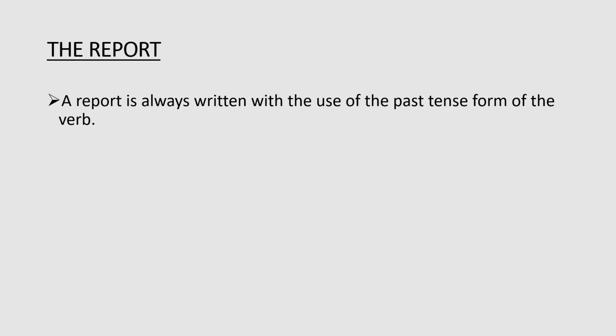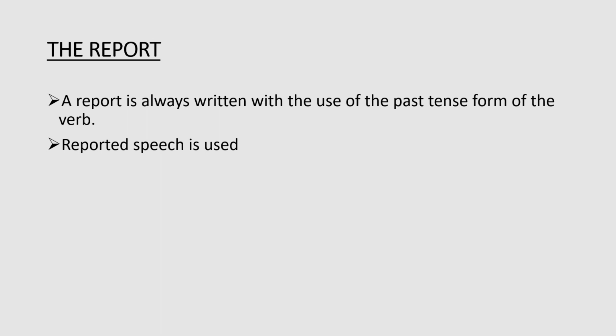Another point is a report is always written with the use of the past tense form of the verb. What does it mean? You have to use past tense because you're reporting something that happened in the past. So don't use present tense or future tense. You have to use past tense because you're reporting what happened in the past.